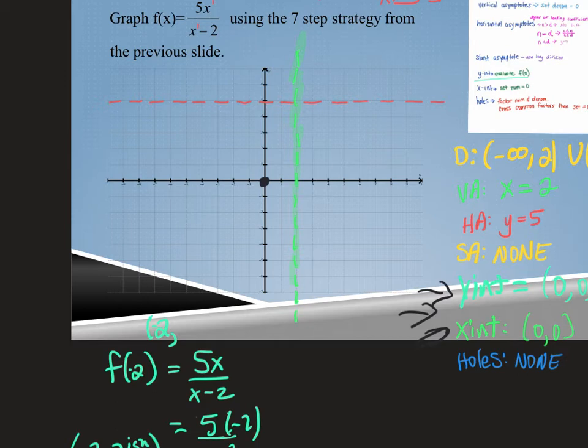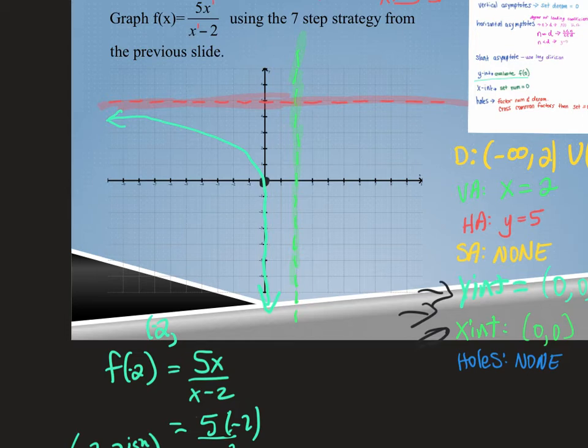So I know that it's below that line, and I also know that it has an intercept of 0, 0. So I'm going to draw my boomerang like this. It doesn't have to be perfect. It has to be in the right section. If it's supposed to be below the horizontal asymptote, you need to have it below.